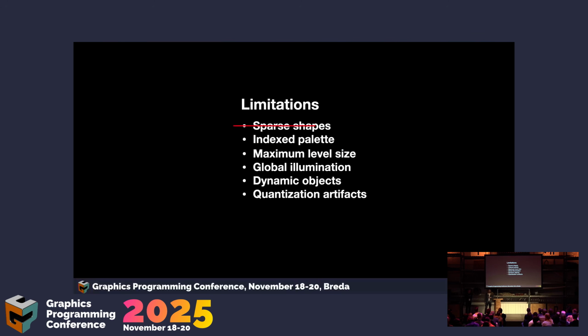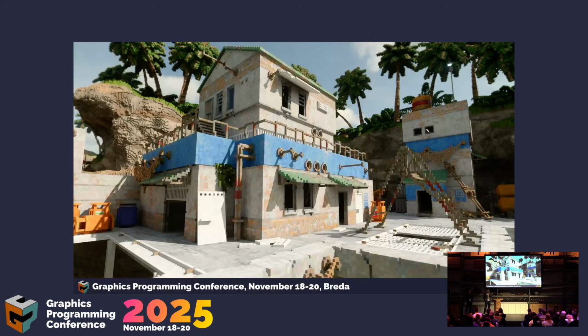So, with all of that, we now have all of these things crossed out, as well as global illumination. Of course, I don't have enough time to talk about GI today, but we still have a very big issue, which is that indexed palette. And we really, especially our artists, wanted to be able to fix this.